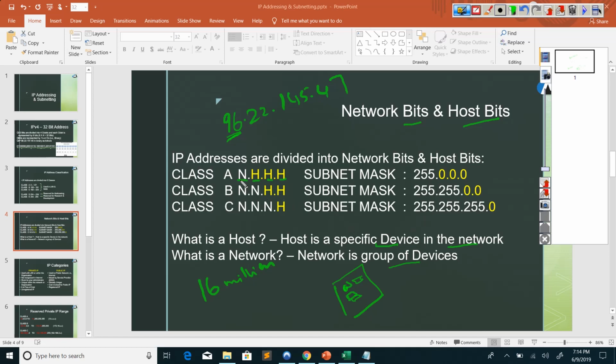So class A has the first octet as the network portion, class B has the first 2 octets as the network portion, and class C has the first 3 octets as the network portion. All these classes have a subnet mask. Using this subnet mask, the network portion is identified. Here also it is the same structure, 4 octets, and the network portion will be covered with 255 as a number.